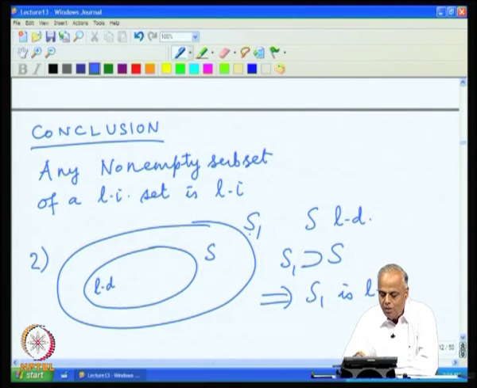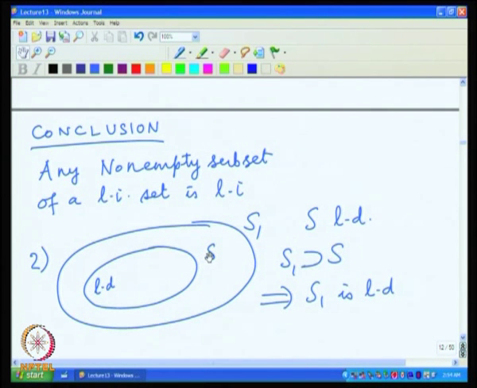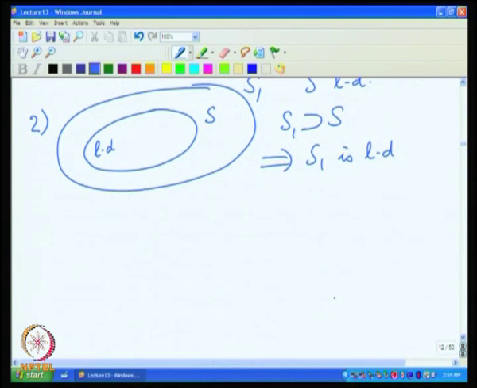Because if S1 were not linearly dependent, it would be linearly independent. If it were linearly independent, anything sitting inside must be linearly independent. Therefore, S must be linearly independent, which would contradict the fact that we started with a linearly dependent set. And hence, any superset of a linearly dependent set is linearly dependent.